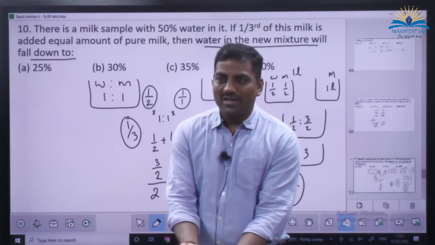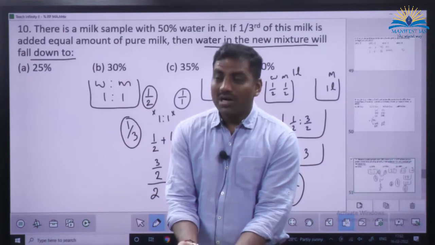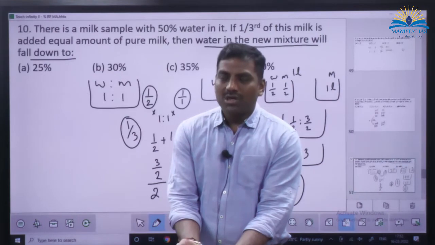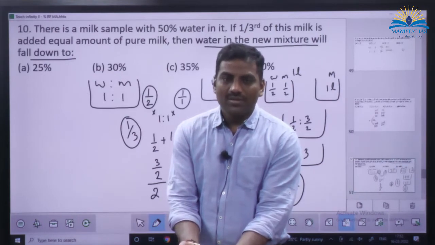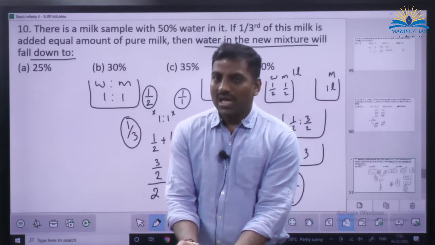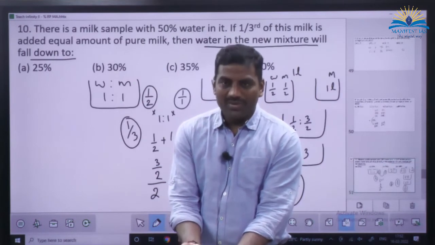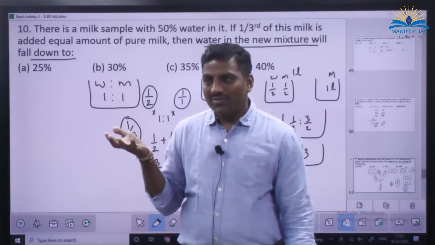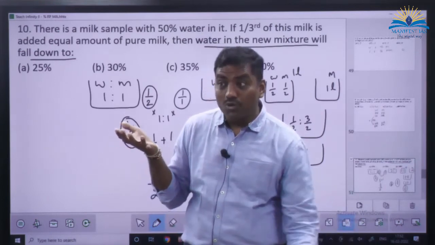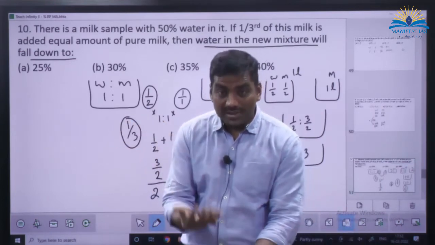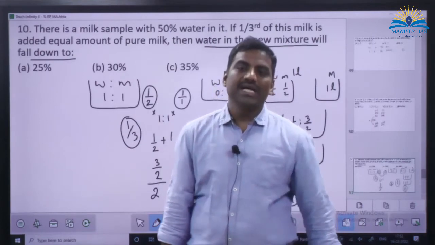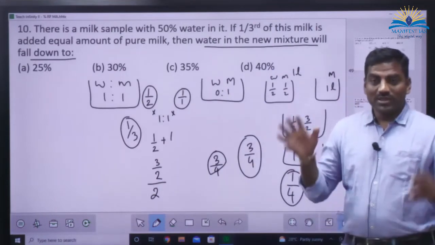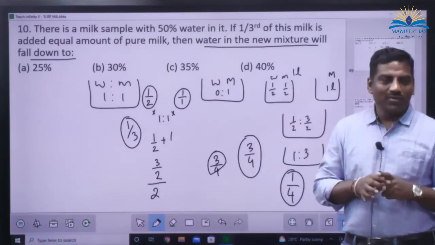So what is the percentage of water in this mixture? Don't tell me 1/3, that is ratio. 1 liter is the amount of water, but the whole mixture is 4 liters now. So 1 out of 4, 25%. Earlier it was 50%. Since we have added pure milk, the water's percentage has come down. So this 1/3, half, it will make you confused.